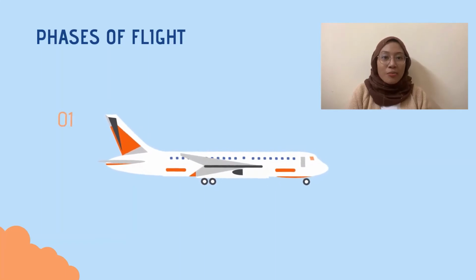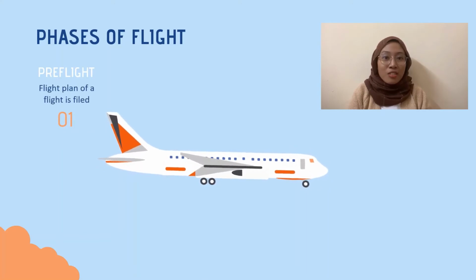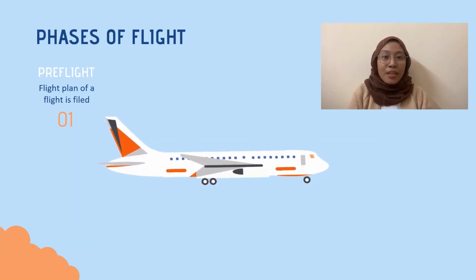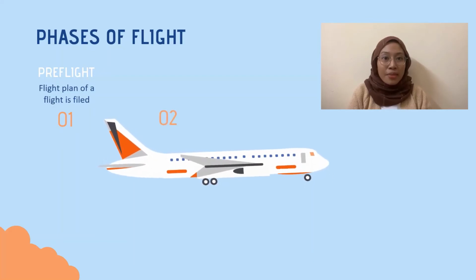The first one is pre-flight. During the pre-flight phase, a flight plan must be filed with the flight data person. The flight plan consists of the airline name, flight number, and other vital information of the flight. A clearance is given to pilots after the flight plan has been approved, before the strip is handed off to the controller working on the ground.